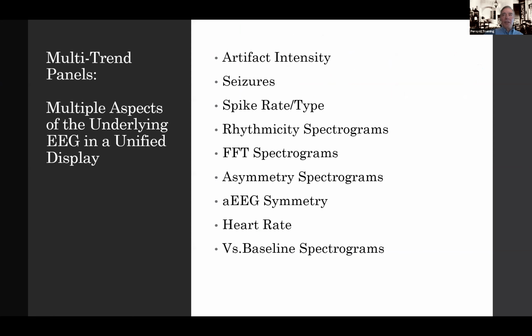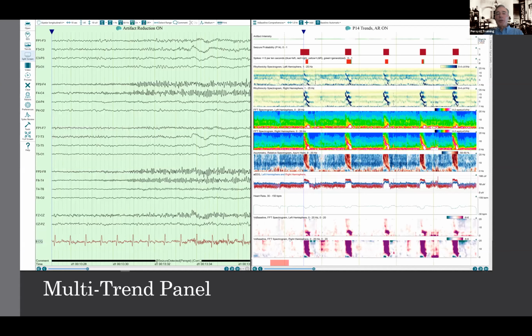So let's jump forward a little bit and bring these things together, because for the most part, we've been looking at trend types individually. And in practice, those trends that represent different aspects of the underlying EEG are combined into a panel. And so here's a multi-trend panel. And from top to bottom, we're gonna bring the cursor up here. Here we have the artifact, physiological artifacts. So we're looking at muscle, vertical eye, lateral eye. And we talked about these in the first part of this series. And as the color goes darker, we have more of that physiological artifact.